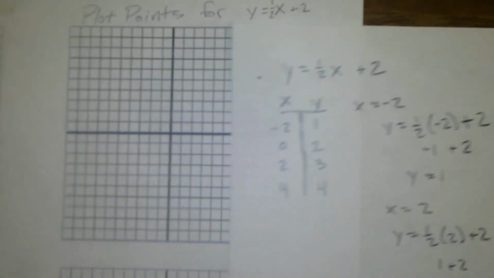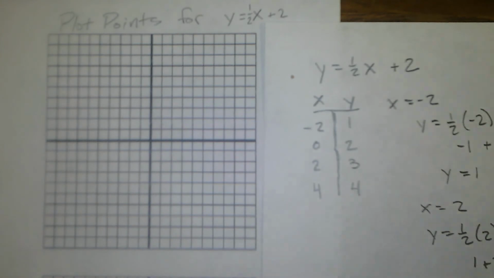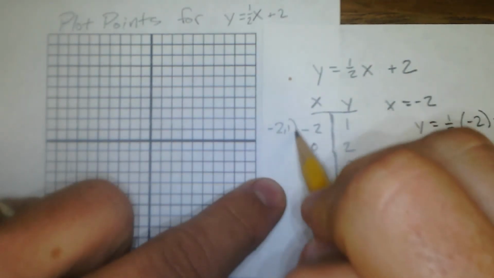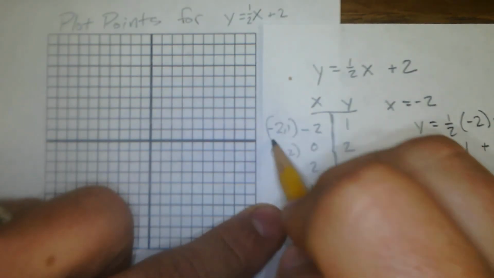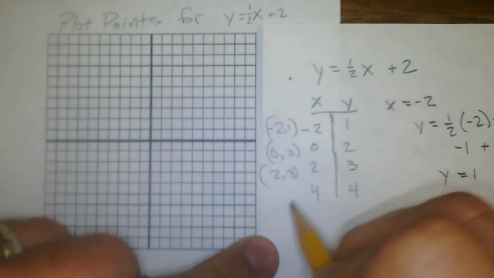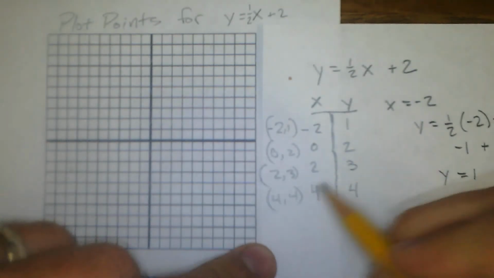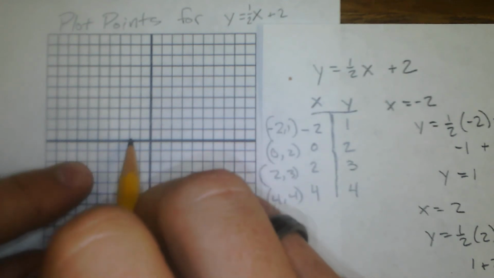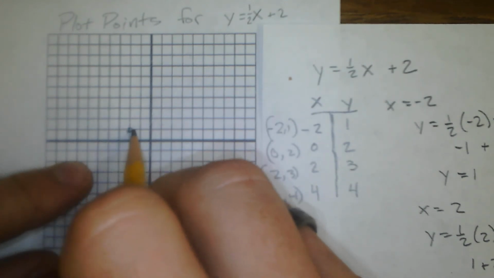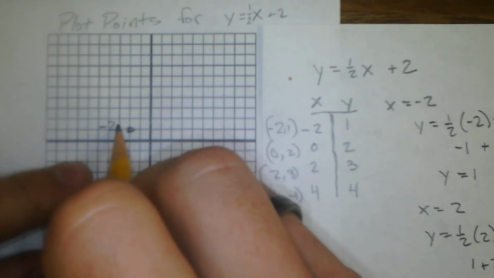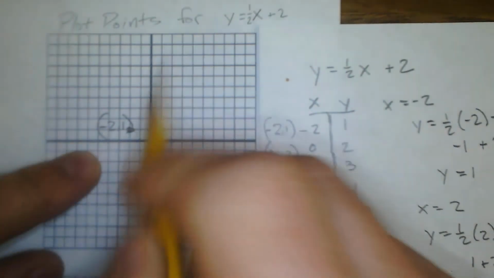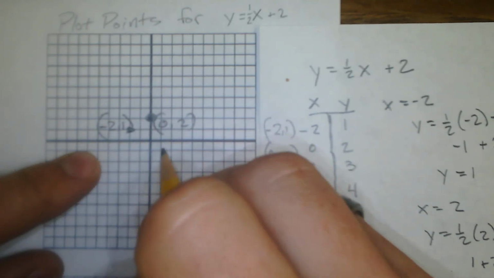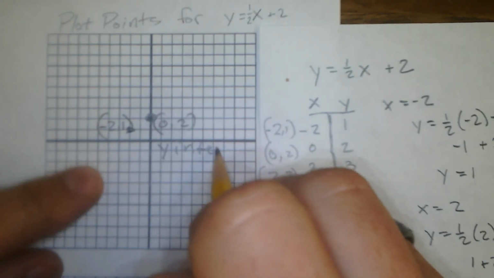Now that we have our table, we can plot our points. Remember, we have -2, 1, 0, 2, 2, 3, and 4, 4 as our points. -2, 1, I go left -2 for the x value, up 1 for the y value. That's -2, 1. 0, 2. It's right here. That's also known as a y-intercept.